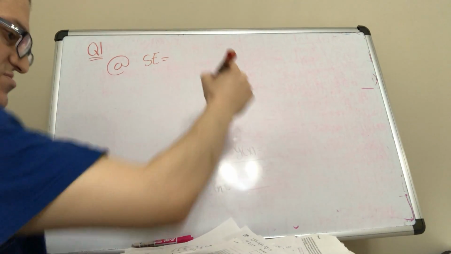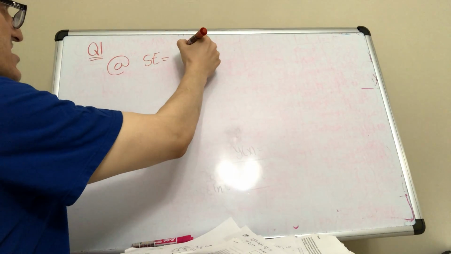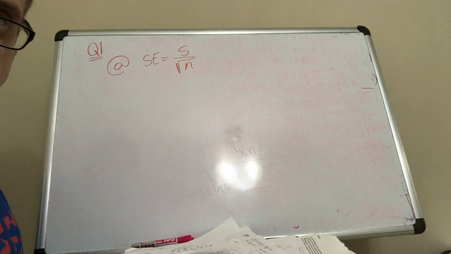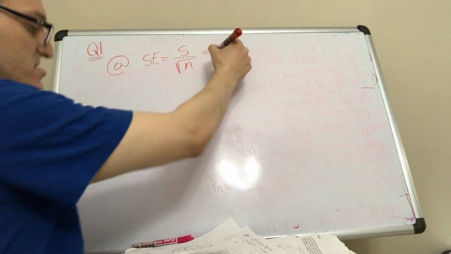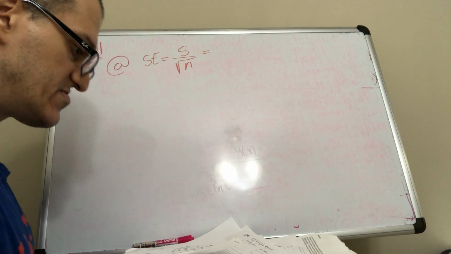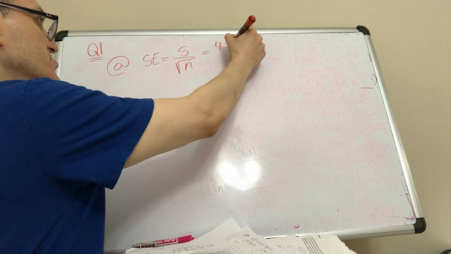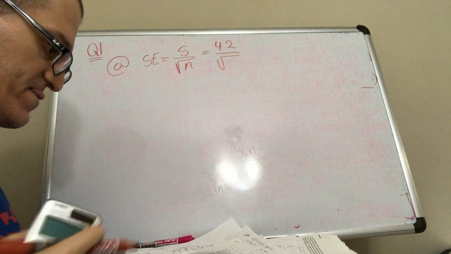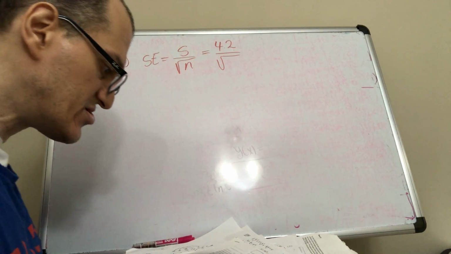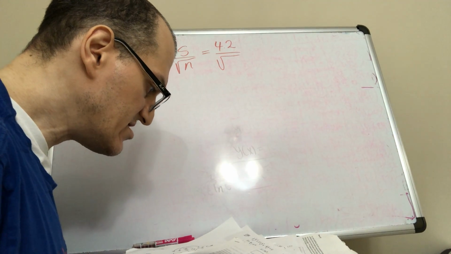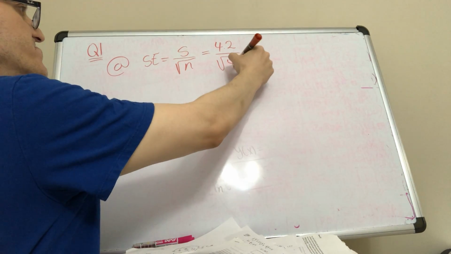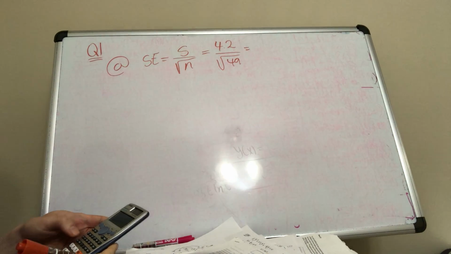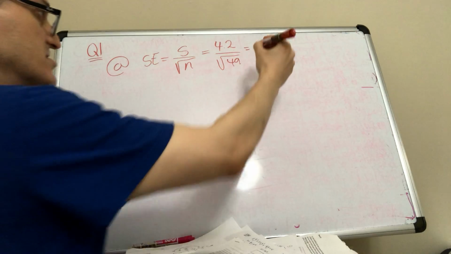Standard error is basically the standard deviation over the square root of n. So standard deviation is 4.2, square root of n, and your n is the 49 women. So it would be 0.6.